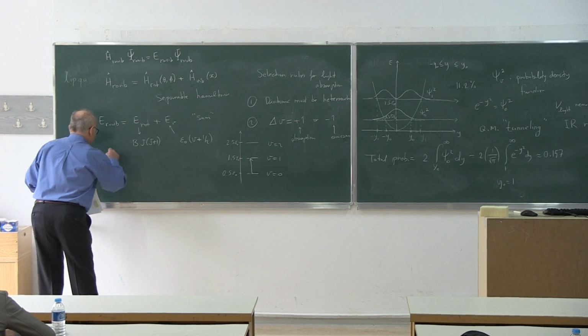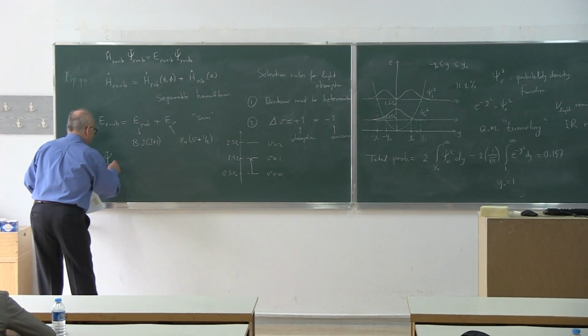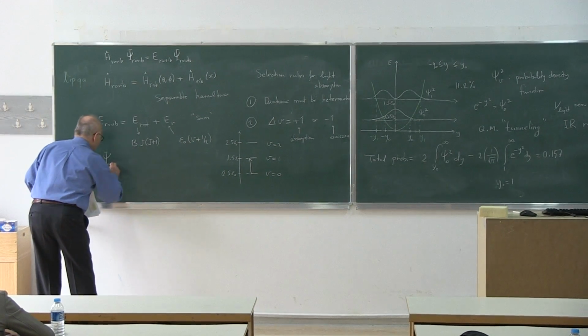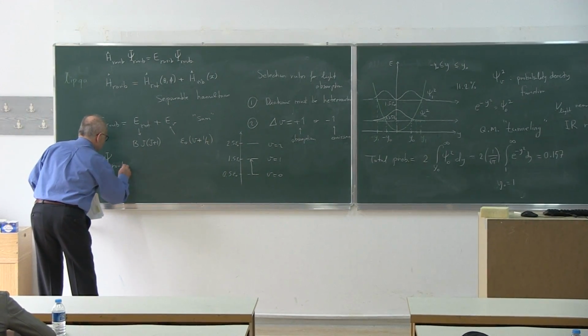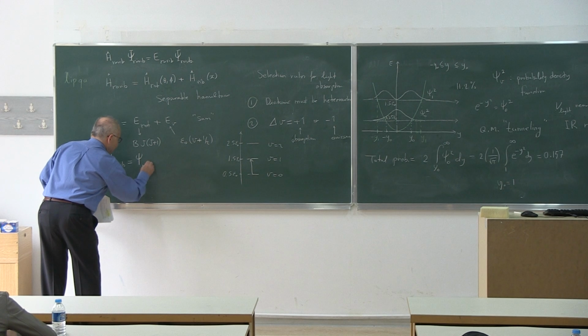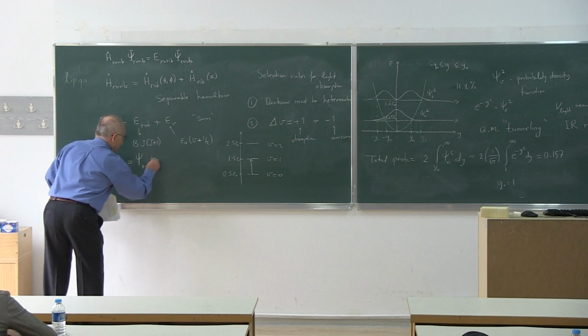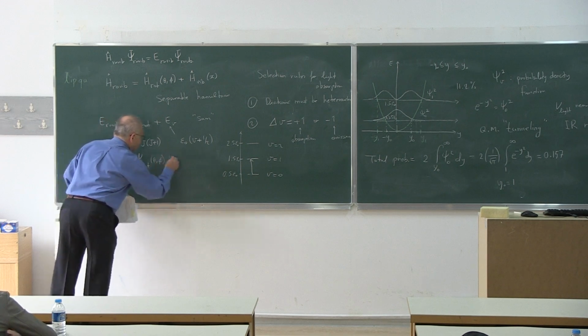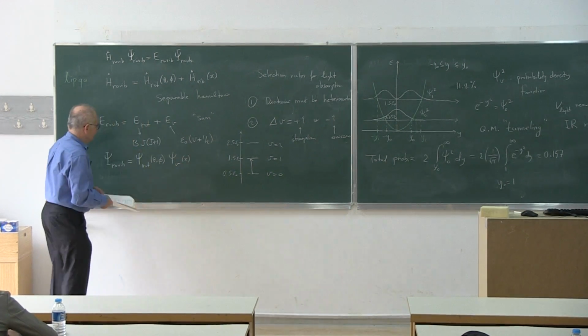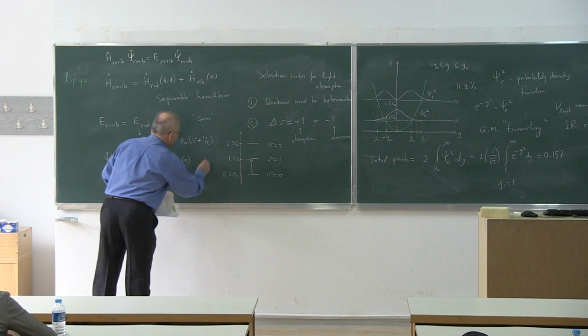Corresponding to these energies, the rotation and vibration function, psi rovib, is a product. It is psi rotation times psi vibration. This is a product.